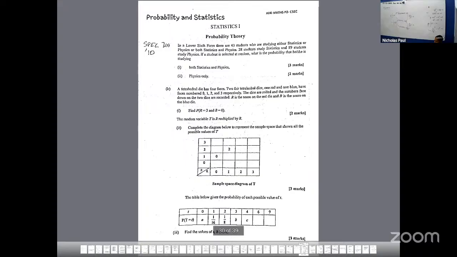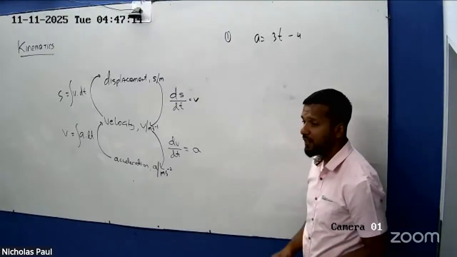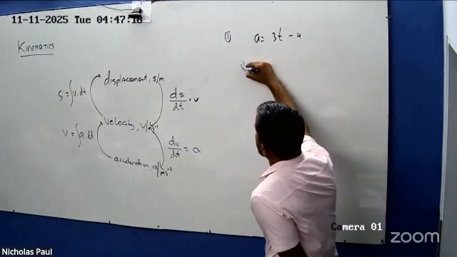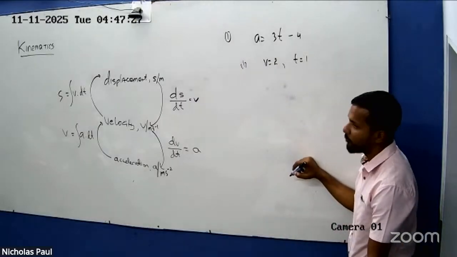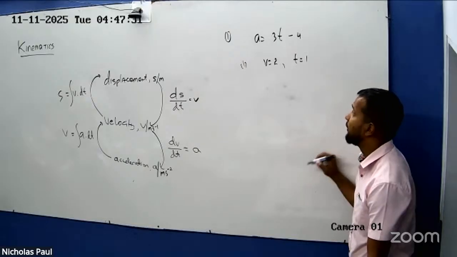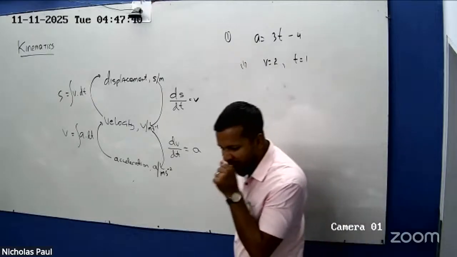Right, write this down. Given that acceleration is 3t minus 4, find an expression for velocity, given that when v is 2, t is 1.